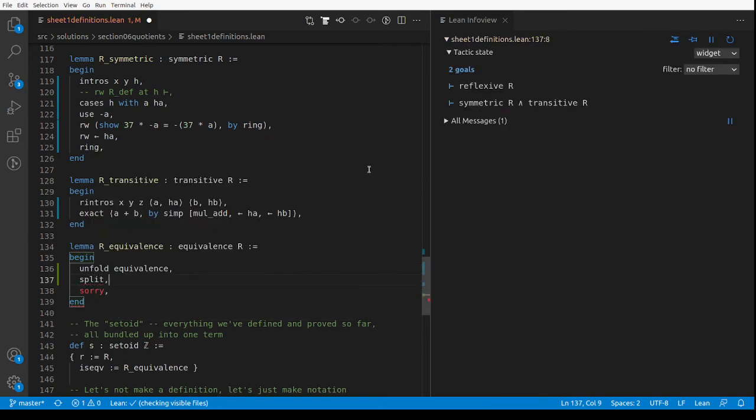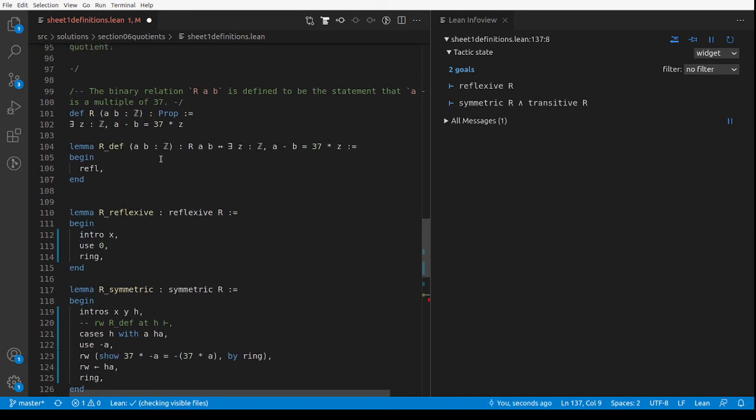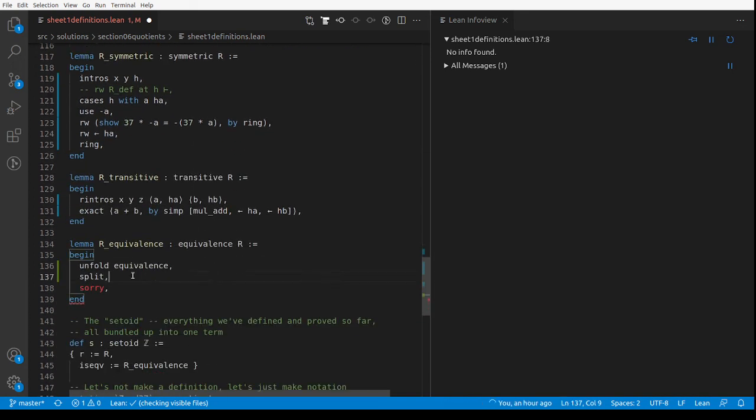We've got to prove reflexive. The statement that it's reflexive is called reflexive R, and the proof that it's reflexive is called R reflexive. Right, the name of the lemma is the name of the proof. That colon there, that's the term. R reflexive is the term, and reflexive R is the type, and they sound extremely similar. But reflexive R is the true-false statement.